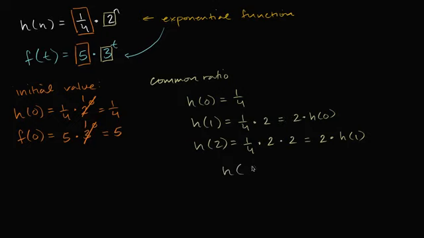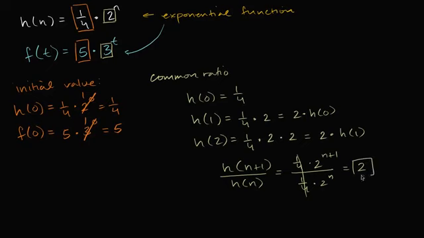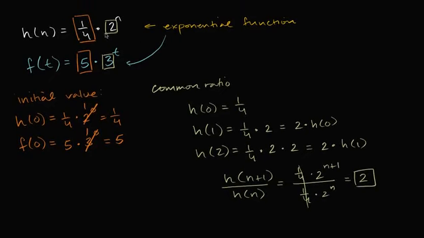So I could say h of n plus 1 over h of n is going to be equal to, actually I can work it out mathematically, 1/4 times 2 to the n plus 1 over 1/4 times 2 to the n. That cancels. 2 to the n plus 1 divided by 2 to the n is just going to be equal to 2. That is your common ratio. So for the function h, our common ratio is 2, and for the function f, our common ratio is 3.